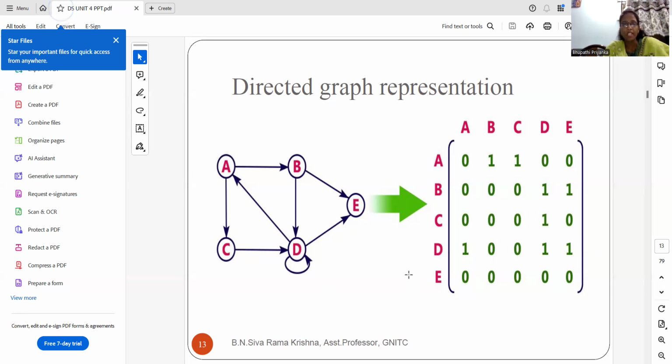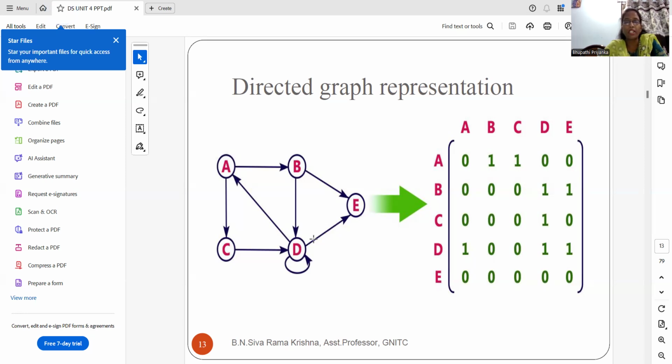So 1. Next, E to E, we don't have any self loop, so 0. E to B, we have an edge, but the direction is towards E, not to B, so 0. E to C, sorry, there is no edge between E and C, so 0. E to D, we have a node, we have an edge, but the direction is not towards D. From E, we cannot travel to D. From D, we can travel to E, but not vice versa. So it is 0. Next, E to E, we don't have any self loop, so we'll mark it as 0.